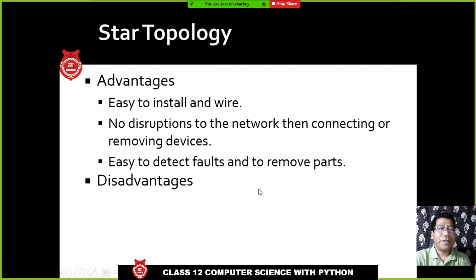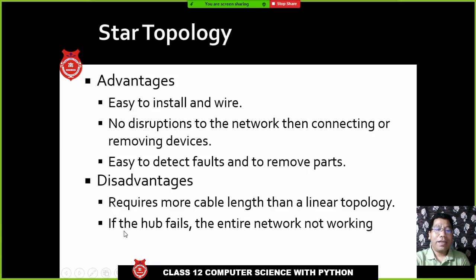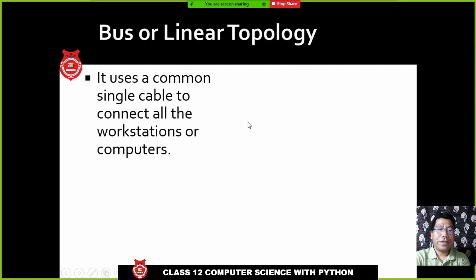The disadvantages are that it requires more cable length than a linear topology. It requires more cable as compared to point-to-point or linear topology. And if the central hub or the central router fails, the entire network will be down. That is the disadvantage. I hope you understand. Now let's go to the next one.